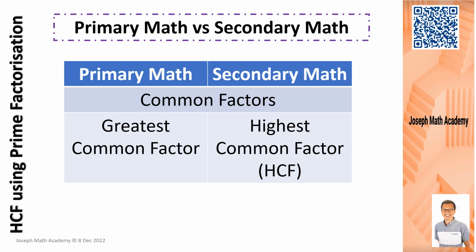Now, this is a summary of what I said just now. The common thing about primary school math and secondary school math is that they both use the common term common factors. But in primary school, when we want to find the greatest common factor, we use the word greatest. But in secondary school, the term changed to highest common factor, HCF. Okay?